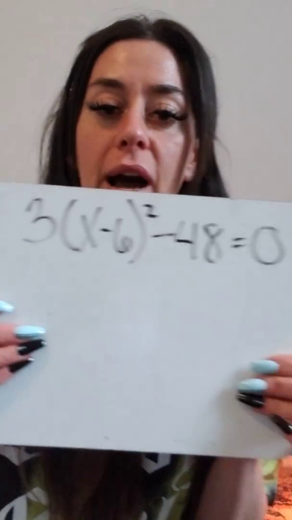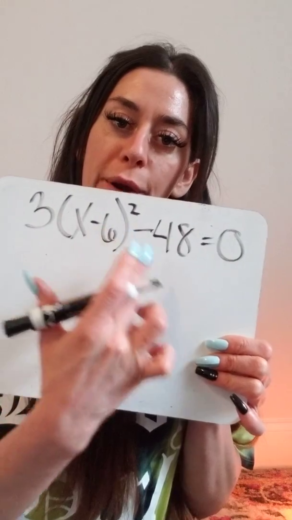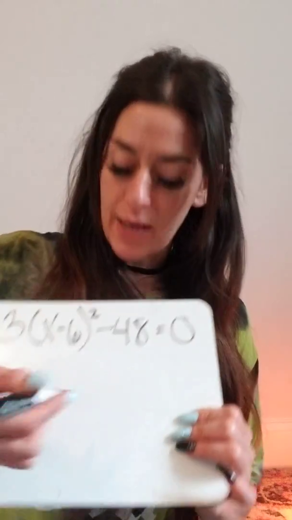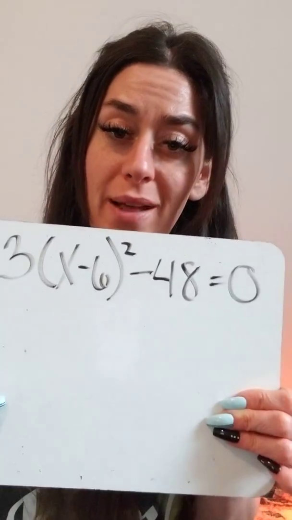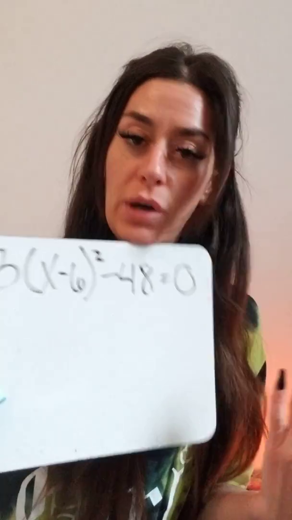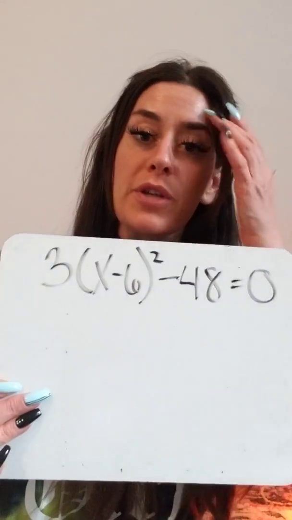All right, so my next example is 3 times (x - 6) squared minus 48. Just like the last one, we're going to add 48 to both sides. And I always tell my students, if you don't need to show me that step, if you can do it in your head, go ahead, do that.